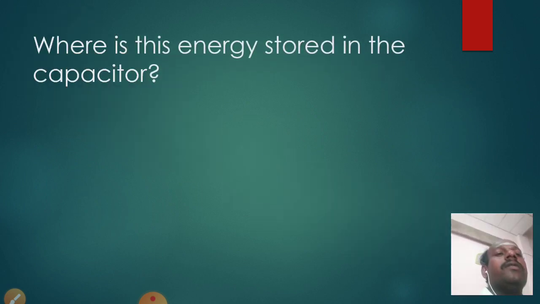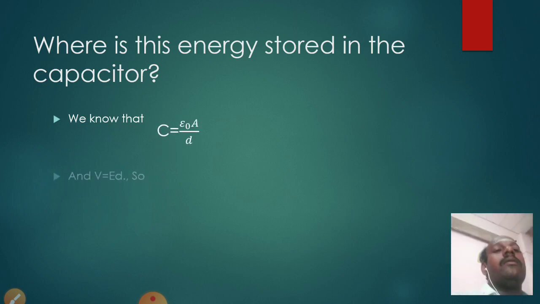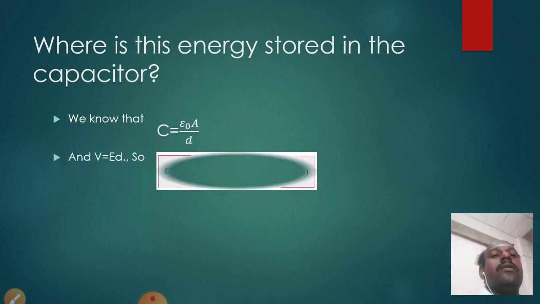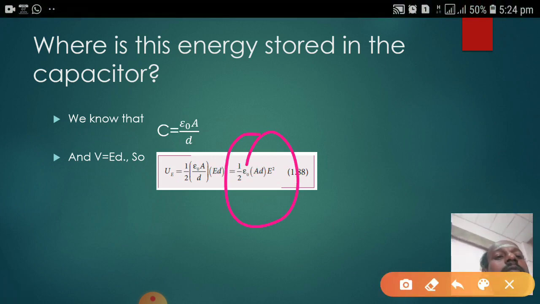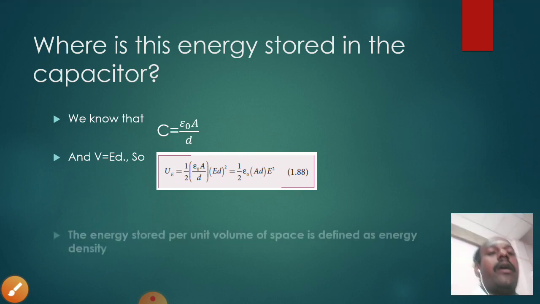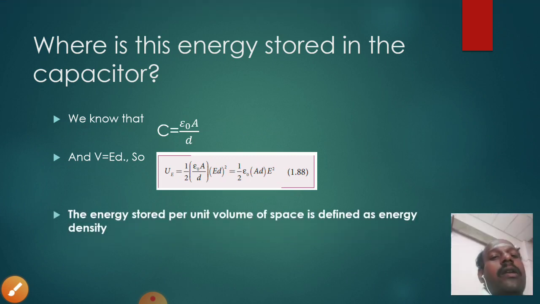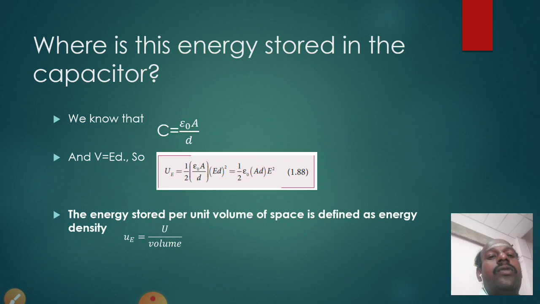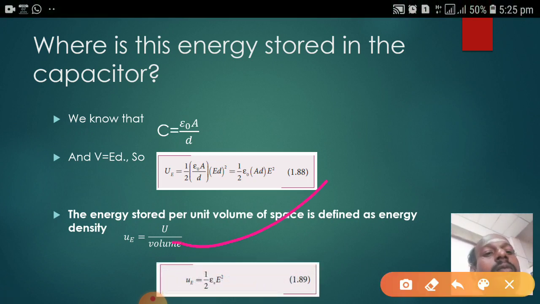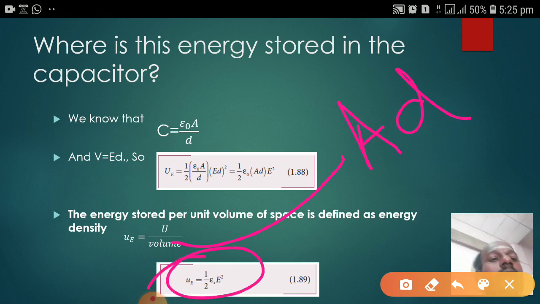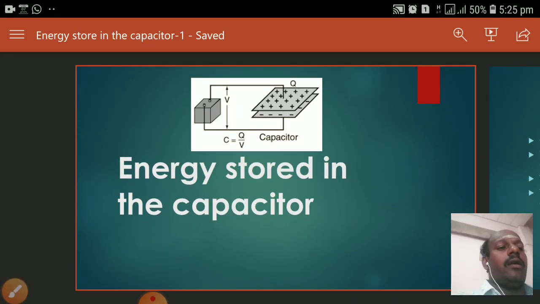Where is the energy stored in the capacitor? We know that C is equal to epsilon naught A by D and V is equal to E into D. When I substitute, I will get this term: 1 by 2 epsilon naught A D into E squared. The energy stored per unit volume is called energy density, that is u is equal to U by volume. I already told you the volume is nothing but A into D. The remaining term we have got. This is the energy stored in the capacitor. Okay, thank you.